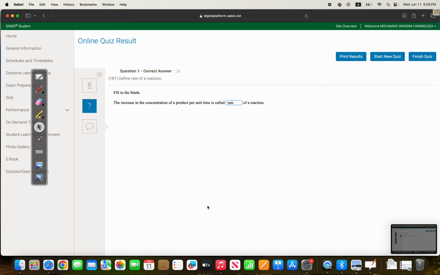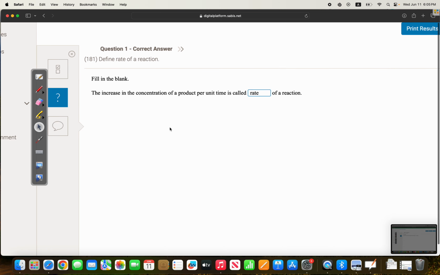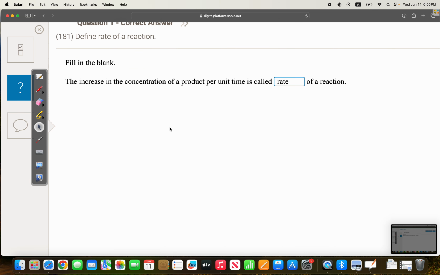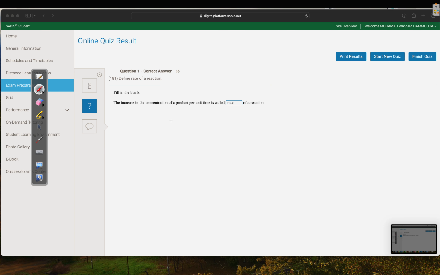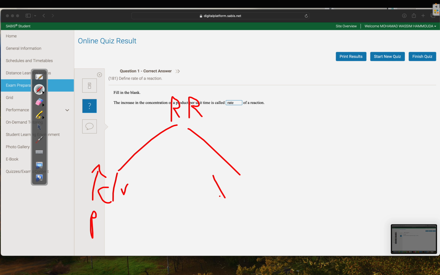Okay, let's go. The increase in the concentration of a product per unit time is called the rate of reaction. Rate of reaction, I'll just call it RR, can be two things: an increase in concentration or volume of product, or a decrease in concentration or volume of the reactants.